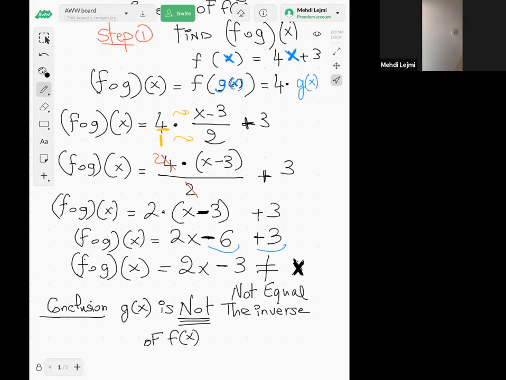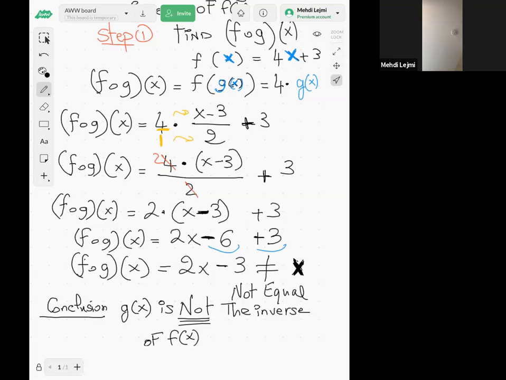Any other question, guys? Does this make sense to you? So if in step 1 you got x, and then you do step 2, which is g composed with f, so you start with g first and then f, and in step 2 you don't get x, then that means your g is not the inverse. If in step 1 or in step 2 you don't get x, then you're done. Your g is not the inverse of f.